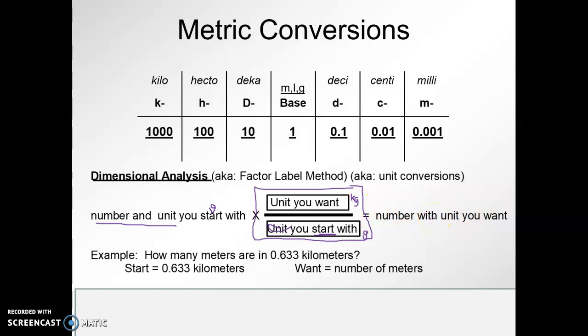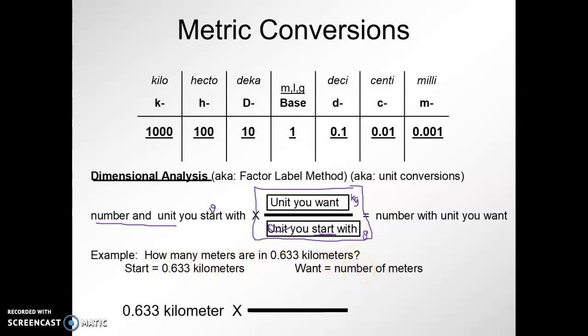So let's practice. For example, how many meters are in 0.633 kilometers? So, as you can see in the problem, we are starting with 0.633 kilometers, and what we want is the number in meters. The number and unit that you start with is 0.633 kilometers. You plug that in there. Then you're going to set up your unit conversion rate, your fraction, if you will. And on top, the unit that we want is meters. We know that 1,000 meters goes into 1 kilometer. Then, since kilometer is on top and on bottom, they can cancel out. Then you're left with just meters, exactly what you want. Then you do the math.